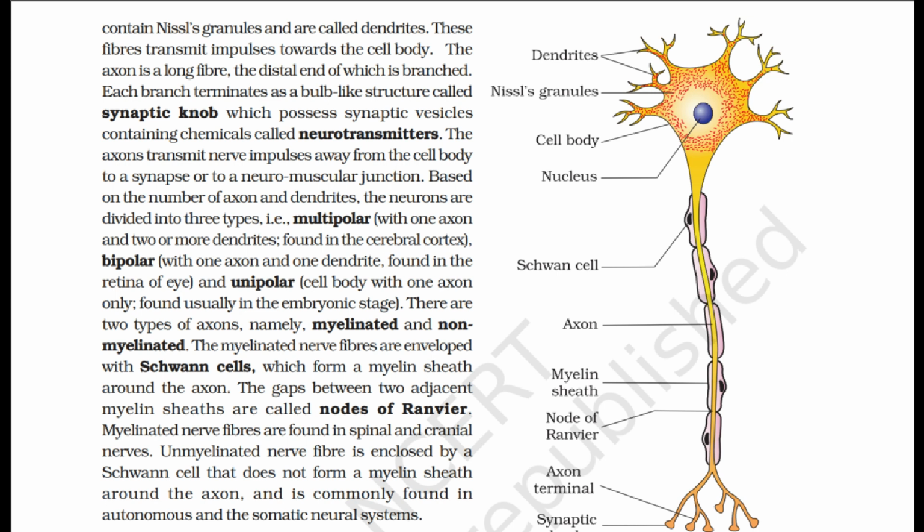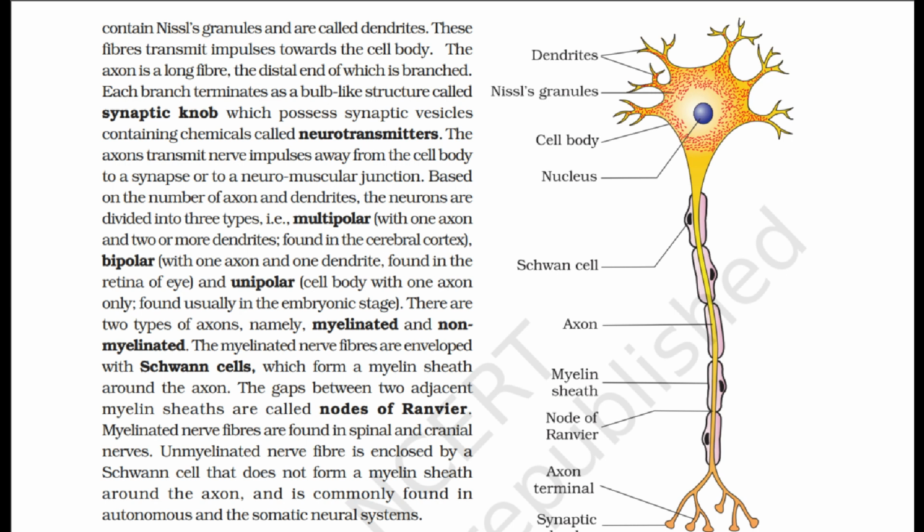The axon is a long fiber, the distal end of which is branched. Each branch terminates as a bulb-like structure called synaptic knob, which possesses synaptic vesicles containing chemicals called neurotransmitters. The axons transmit nerve impulses away from the cell body to a synapse or to a neuromuscular junction. Based on the number of axons and dendrites, the neurons are divided into three types: multipolar, with one axon and two or more dendrites, found in the cerebral cortex; bipolar, with one axon and one dendrite, found in the retina of the eye; and unipolar, cell body with one axon only, found usually in the embryonic stage.